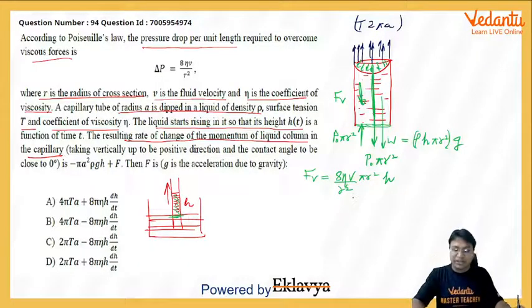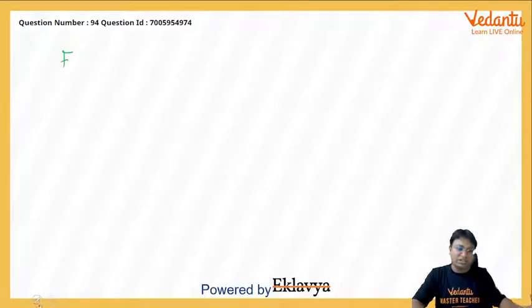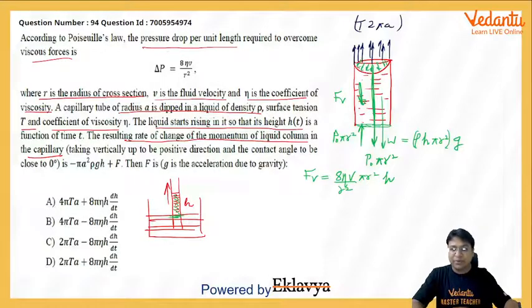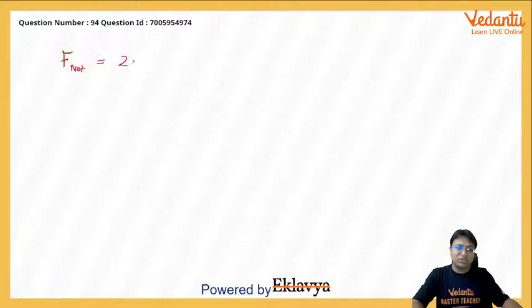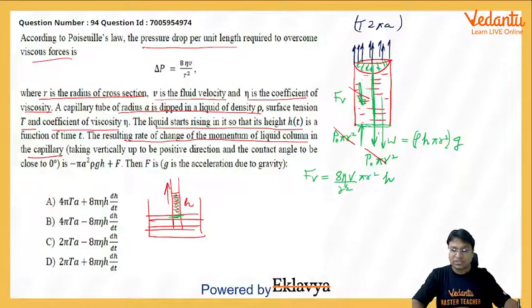After having written all this, we have to write the net force in the upward direction. I'll start with the upward forces first. Upward we have two forces, but these two get cancelled. So upward we have only one force, which is 2 pi a into T, and I'll subtract the downward forces from it. The downward forces are Fv and the weight W. We drew 5 forces, 2 of them got cancelled, and 3 we have considered here.